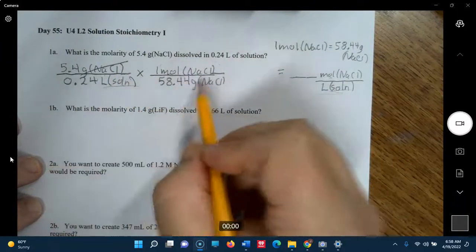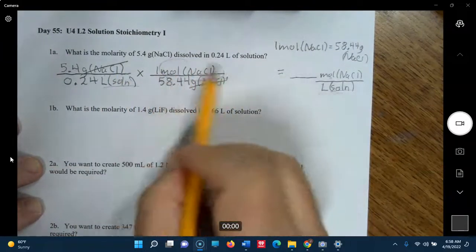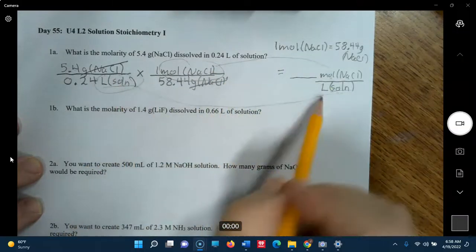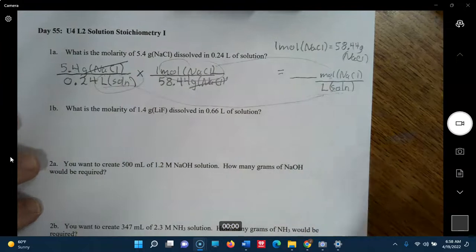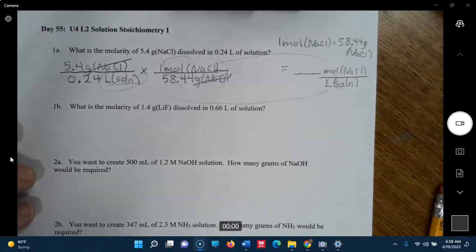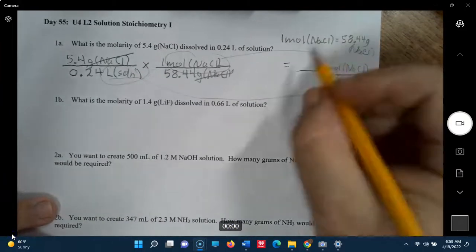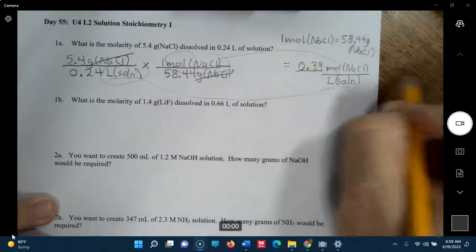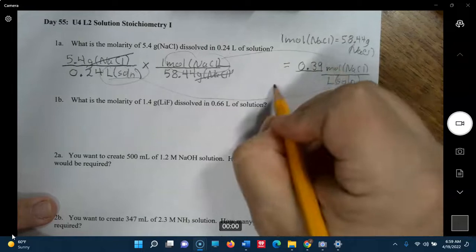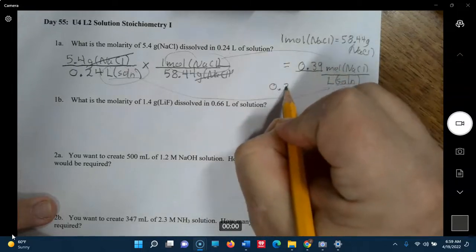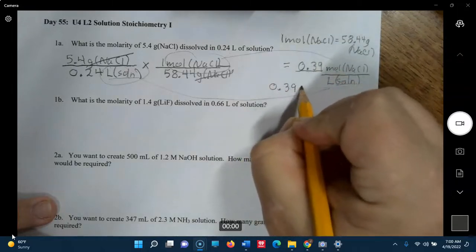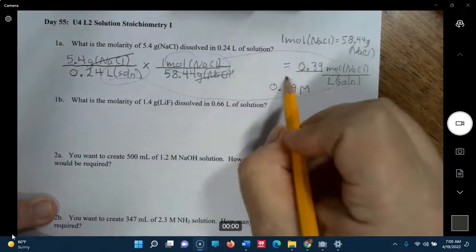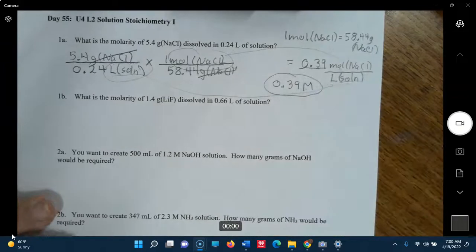So grams of NaCl cancels. What you have left is moles of NaCl on the top, and you already had liters of solution on the bottom. So now multiply everything on the top, divide by everything on the bottom. And that gives you 0.39 moles of NaCl for every liter of solution. And of course, the proper way to finish that up, it's to me not wrong if you don't do this, but change it back to capital M. It's molarity. And that's your final answer.